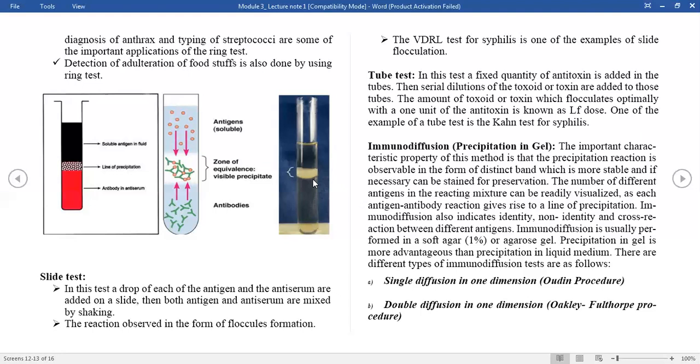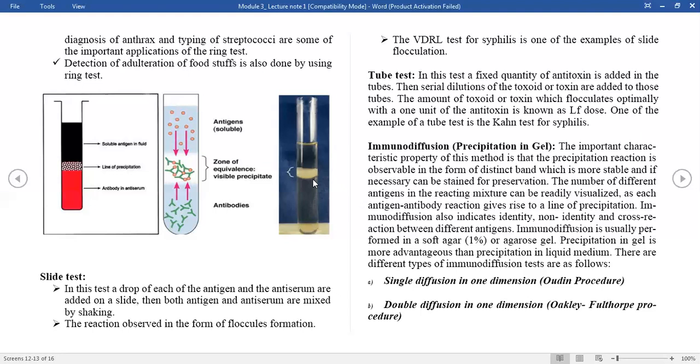In case of double diffusion in one dimension, that is the Oakley-Fulthorpe procedure, here you can see that in this particular test tube, antibody is incorporated in agar gel, and above this layer, a column of plain agar is placed, which in turn is superimposed with antigen. So either as a liquid or incorporated in agar, the antigen-antibody complex will form, and this will show as a band of precipitate, where they meet at optimum proportion by moving towards each other through the intervening agar.